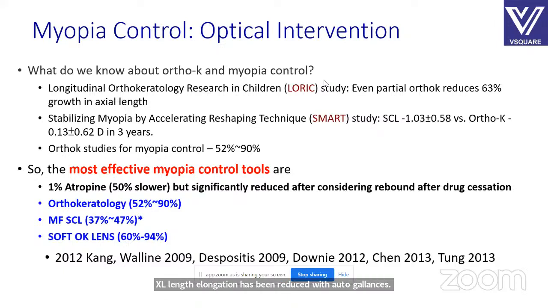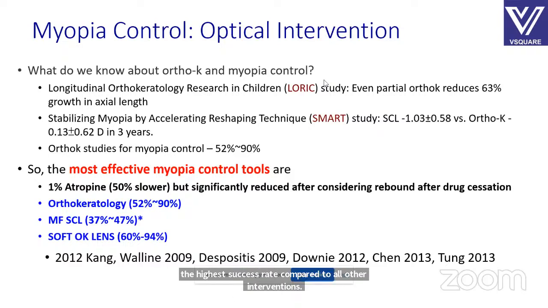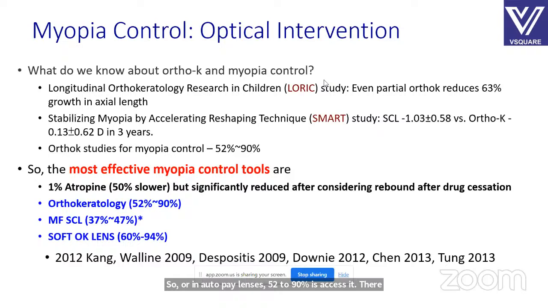And there are a lot of studies which also say there is a 52 to 90% success rate with ortho-K lenses, which is among the highest success rates compared to all other interventions. So in ortho-K lenses, 52 to 90% is the success rate. There are multifocal soft contact lenses available where it is 37 to 47%. There are soft ortho-K lenses, which are not a multifocal design. The success rate is nearly 60 to 94%.